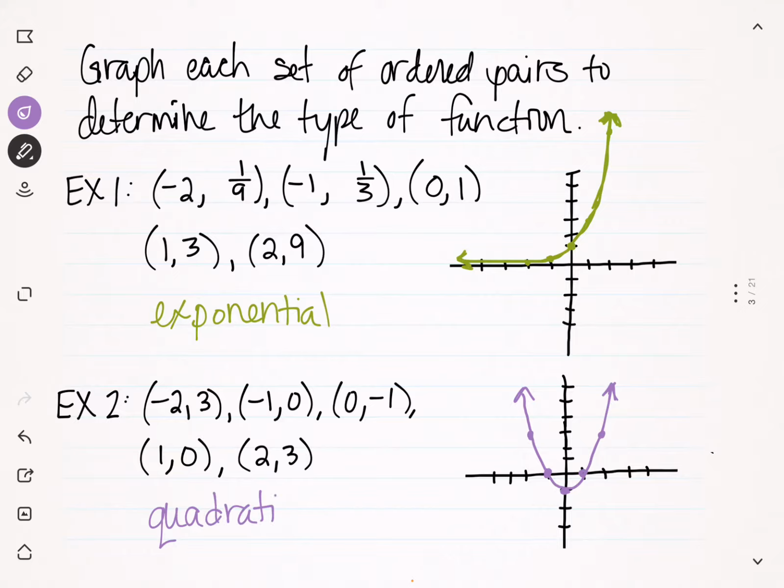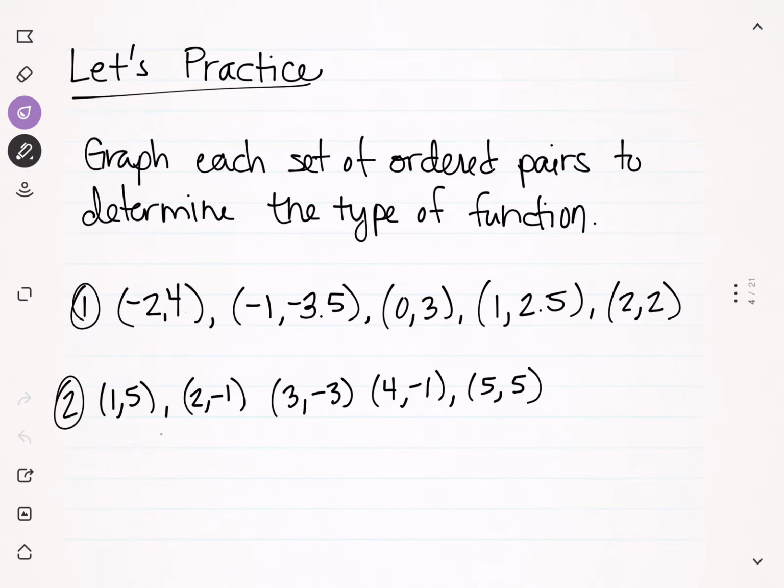Okay, so plotting points, looking at the shape, comparing it to what we know a linear, exponential, and quadratic function look like, and then identifying the type of function. So what I would like you to do is try identifying a function based on the shape of its graph. I want you to graph each set of ordered pairs in 1 and 2 on 2 different graphs and look at the shape of it and compare it to what you know a linear, exponential, and quadratic function look like, and then see if you can determine the type of function.